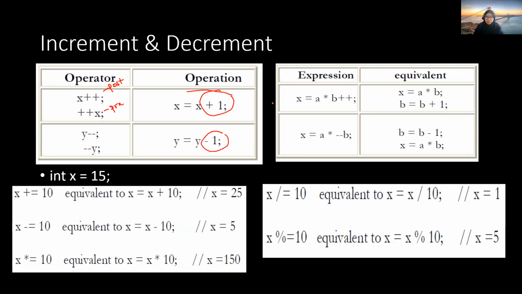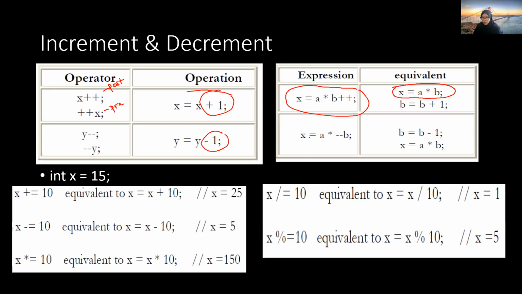Okay, now let's look at the equivalence of this operator. What does it mean? You can see x equals a times b plus plus. So b plus plus in this case is the post increment. Post increment means it will be evaluated after the previous operator. Okay, now let's look at this one. This is equivalent to what? So firstly, you need to multiply first.